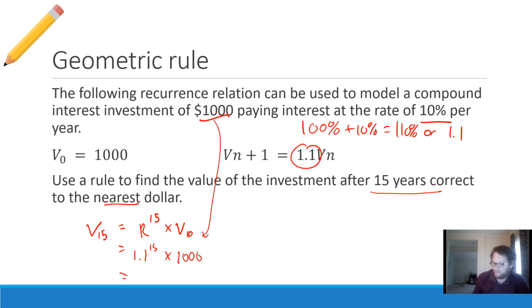And if I go 1.1 to the power of 15 times 1,000, looking something like this, I get this number here. So 4177128.